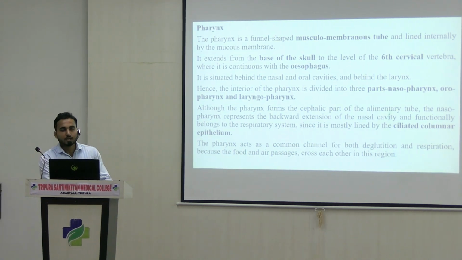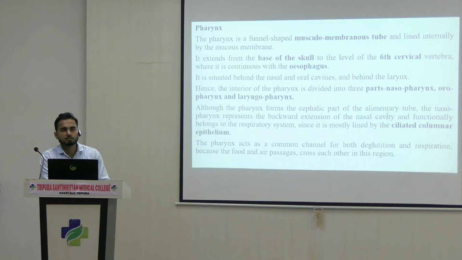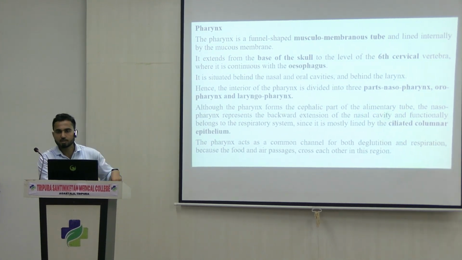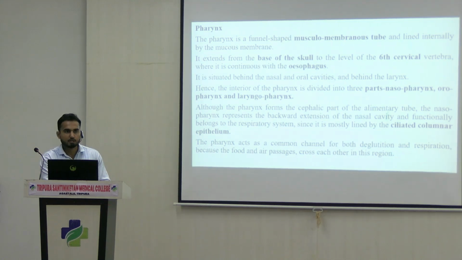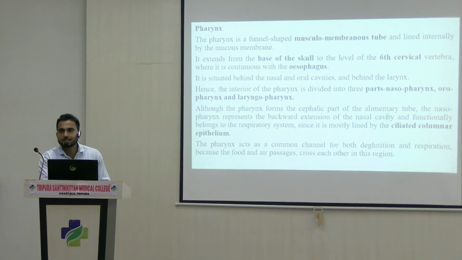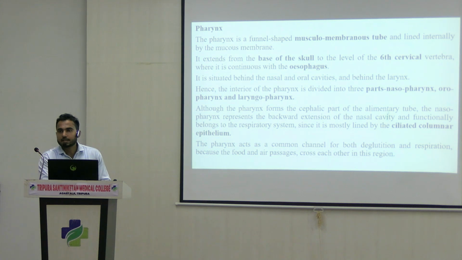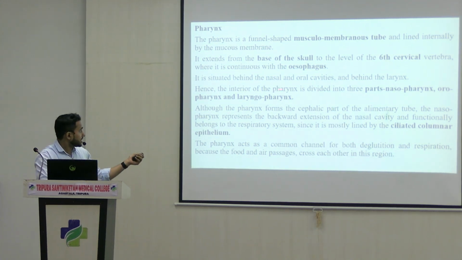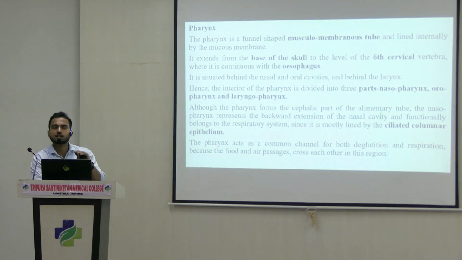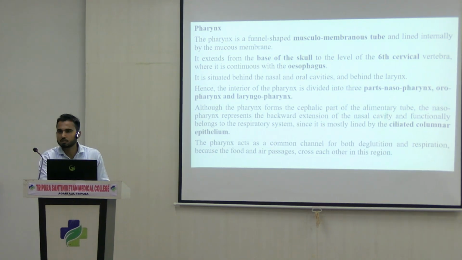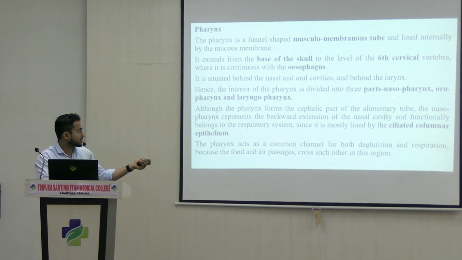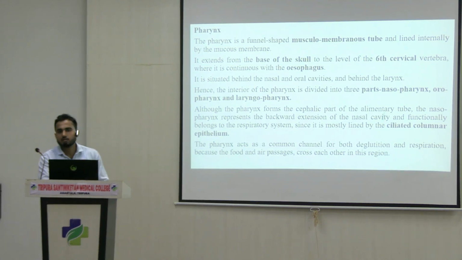Now the pharynx, after the 6th cervical vertebra, continues as what? The esophagus. You have studied the esophagus. You know that it is the continuation of the pharynx below the 6th cervical vertebra. Next, the interior of the pharynx. From the exterior, the divisions are not made. Divisions are made based on the structures present on the interior of the pharynx. Based on that, the pharynx is divided into three parts. What are those three parts? Nasopharynx, Oropharynx and Laryngopharynx.